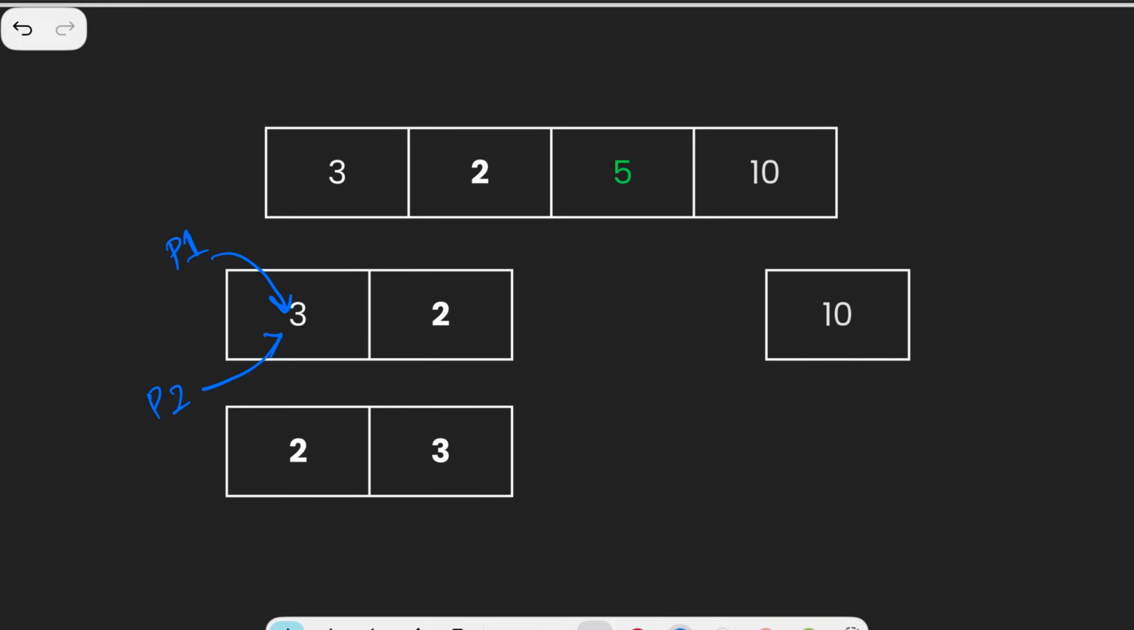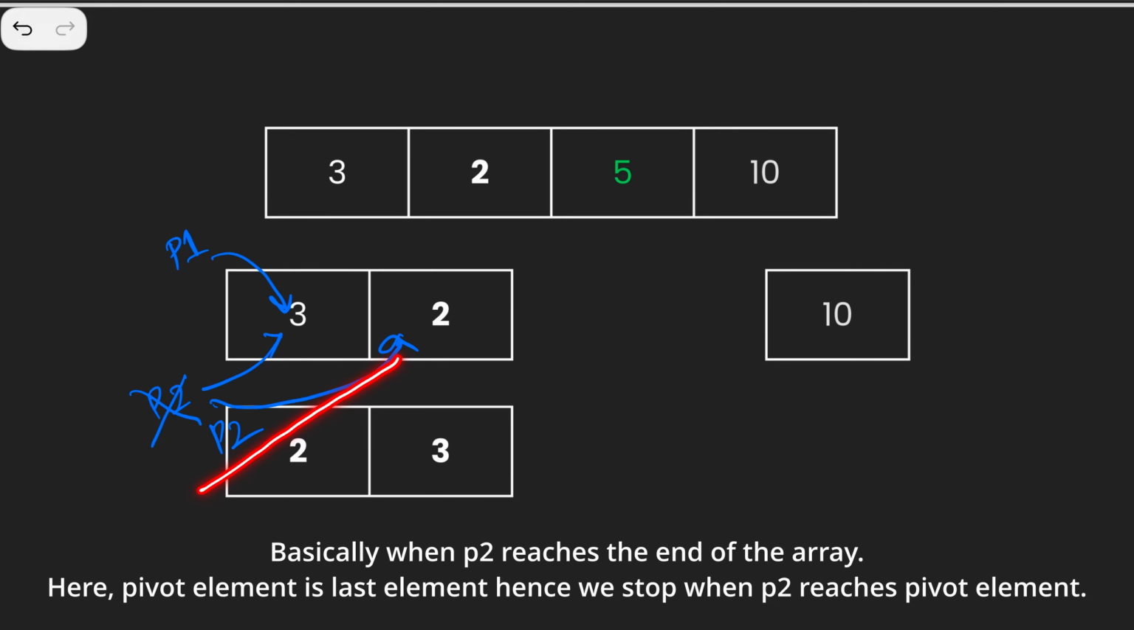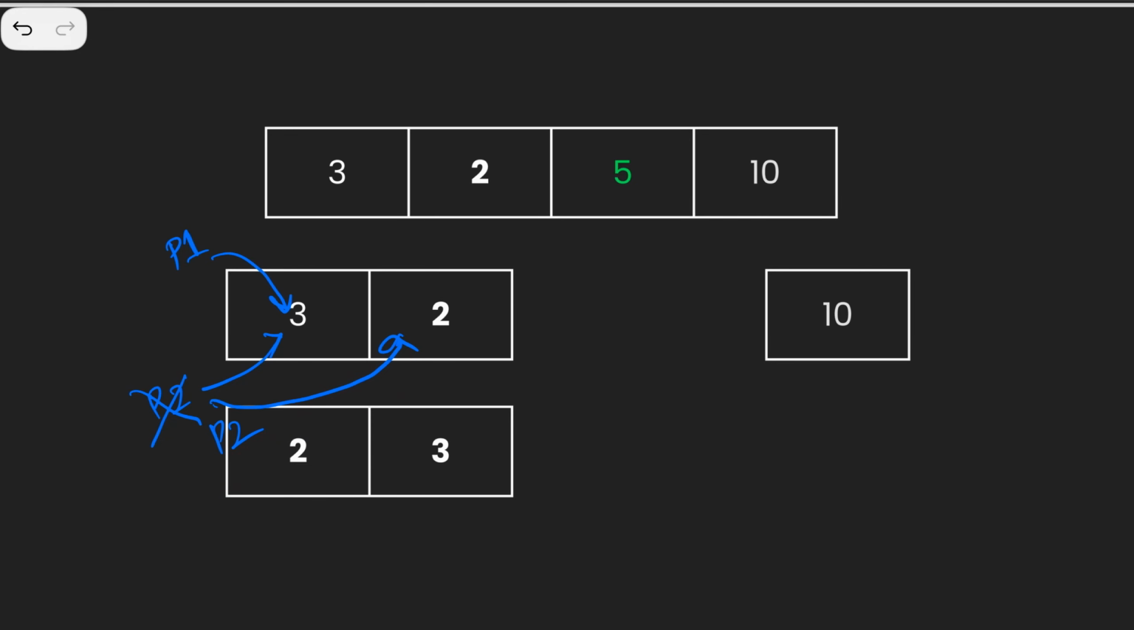No. 3 is not less than 2. So what will we do? We will increment, and as I mentioned earlier as well, once P2 reaches the pivot element or the selected element, that means our loop has ended. We just need to swap P1 and P2.